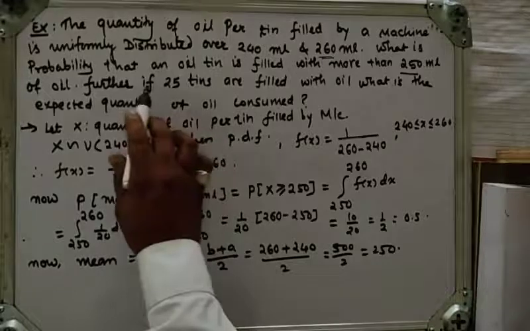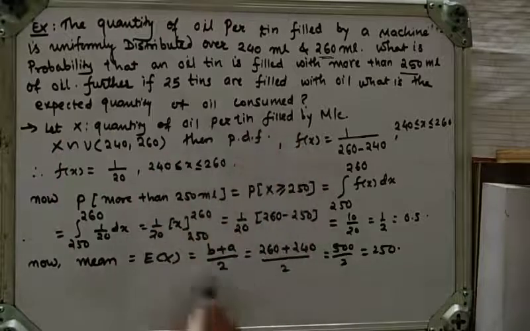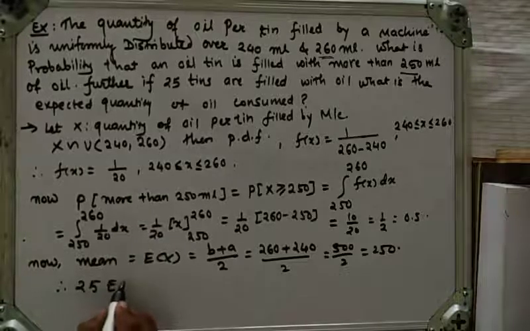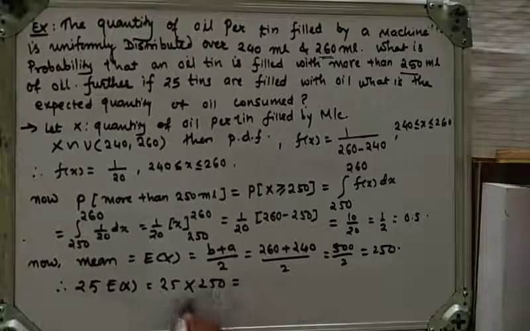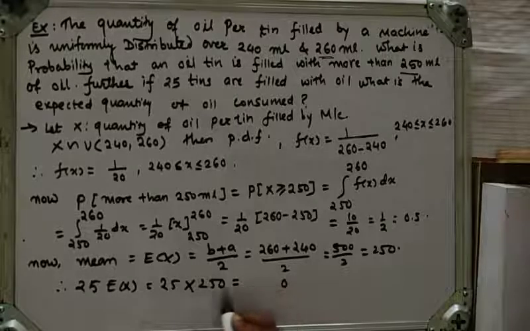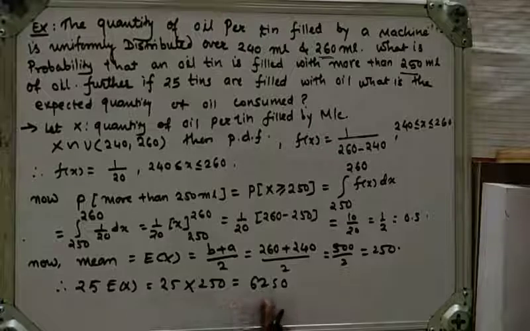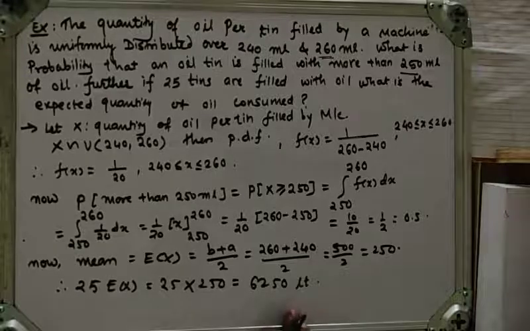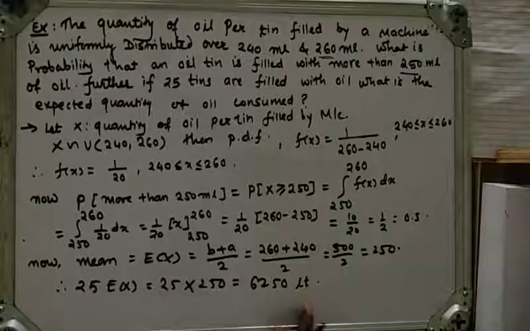Further, 25 tins are filled with oil. What is the expected quantity of oil consumed? So I will multiply E(x) by 25. 25 times 250 is 6,250. So the total quantity of oil consumed is 6,250 liters. So here is the solution.